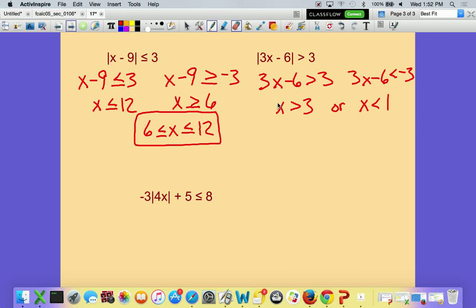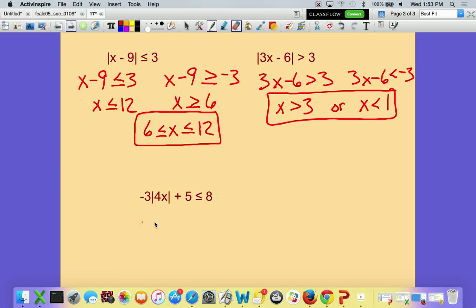Well, let's try it. 12 minus 6 is 6, which is greater than 3. Throw in a 0, 0 minus 6 is negative 6, absolute value is 6, which is also greater than 3. Does it work in between? Well, a 2 would be in between. 3 times 2 is 6, minus 6 is 0, absolute value of 0 is not greater than 3. So both of these would work. Let's come down to the last one here.